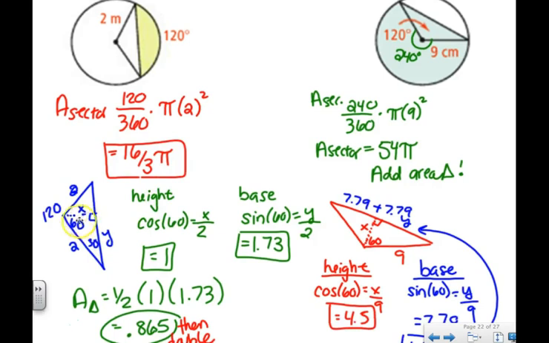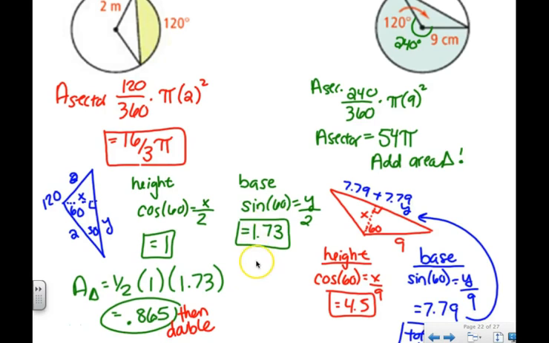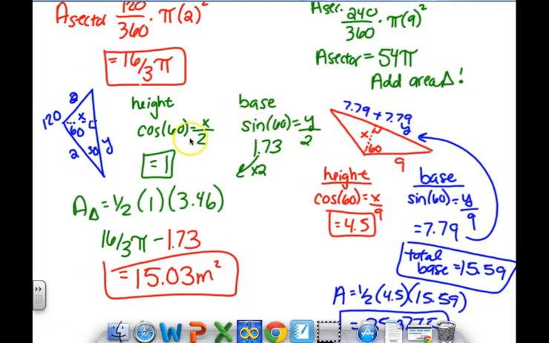So I redrew this. Remember, if it's 120 and you make a height for an altitude, it's going to split it in half. So I had 60, and then you'll also have 30 down here. So I used 60 for both of my angles. So to find the height, I said cosine was adjacent over hypotenuse of 60, and I got 1 for the height. To find the base, I did sine of 60 to find the opposite over the hypotenuse.